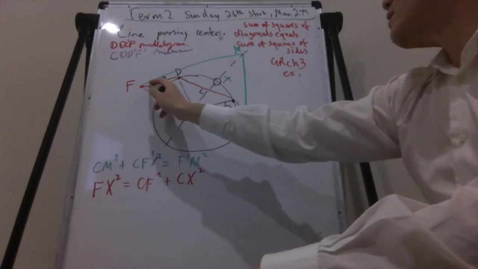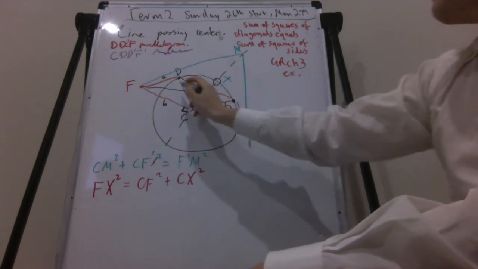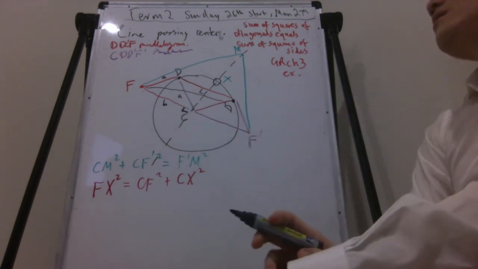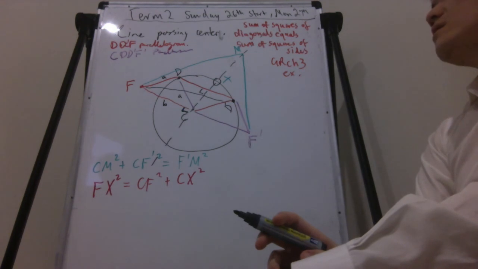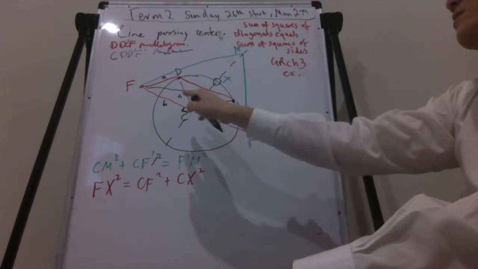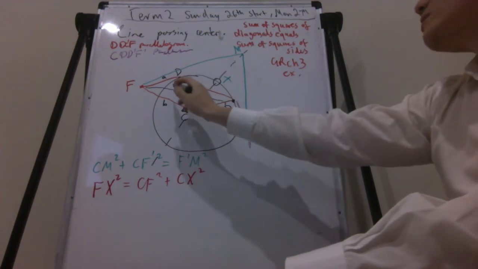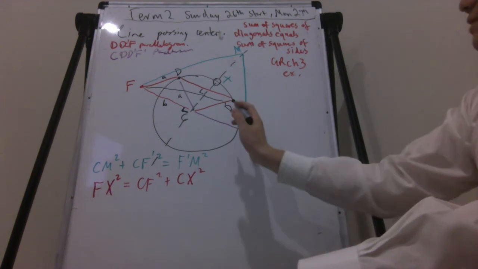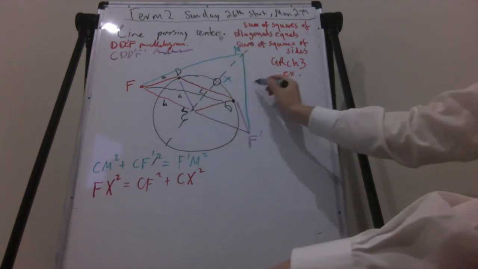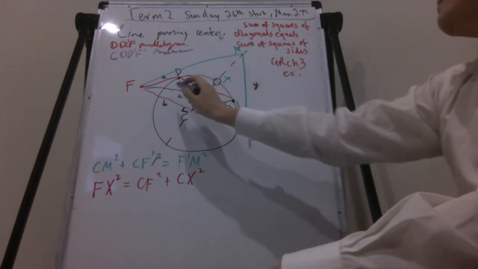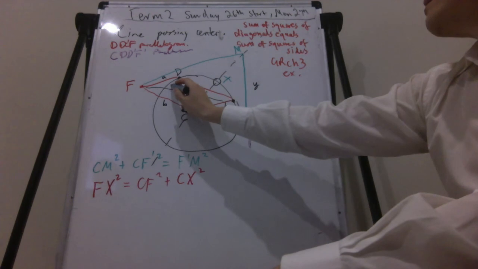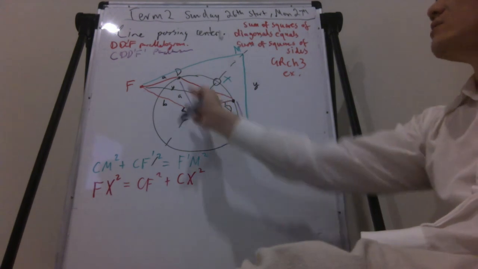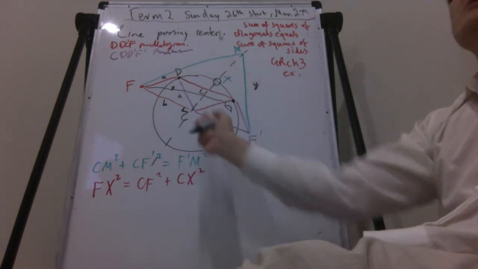So the short diagonal is just A, right? Because FD prime is A, the radius. The long diagonal is F prime M, so we can call that Y, or we can make it capital A or something. Does that make sense? So the short diagonal is just A, because of the radius.